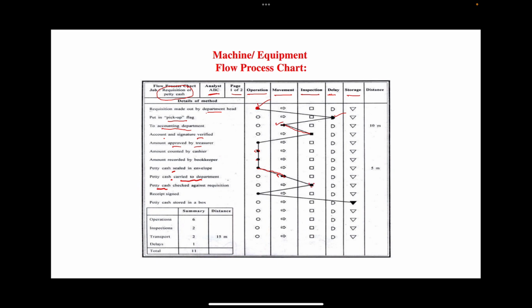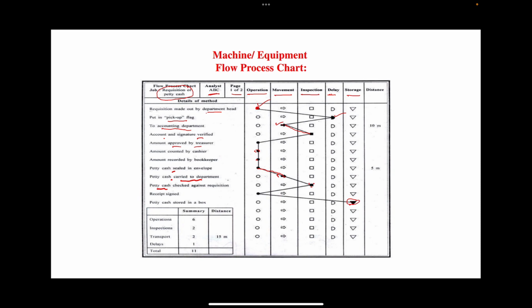There is an inspection job, right? Then it moves back to here. So that is receipt signed. Again, this is an operation. And then it moves to the storage. So this is shown here.